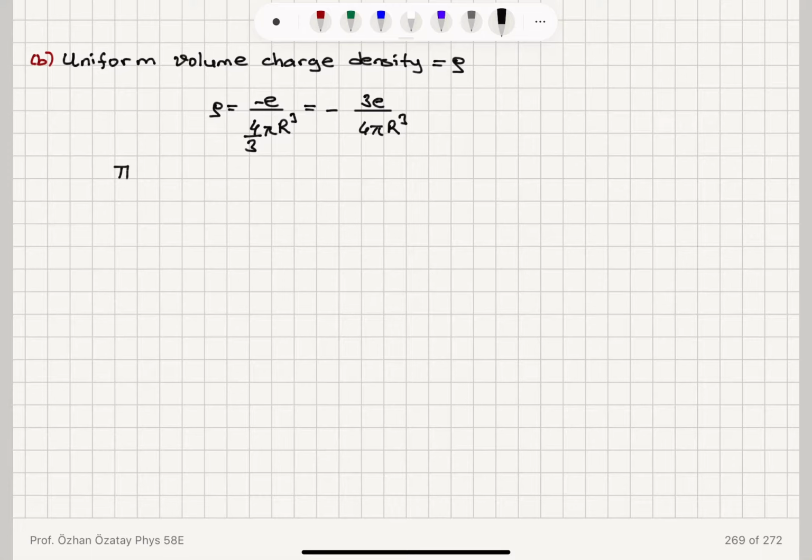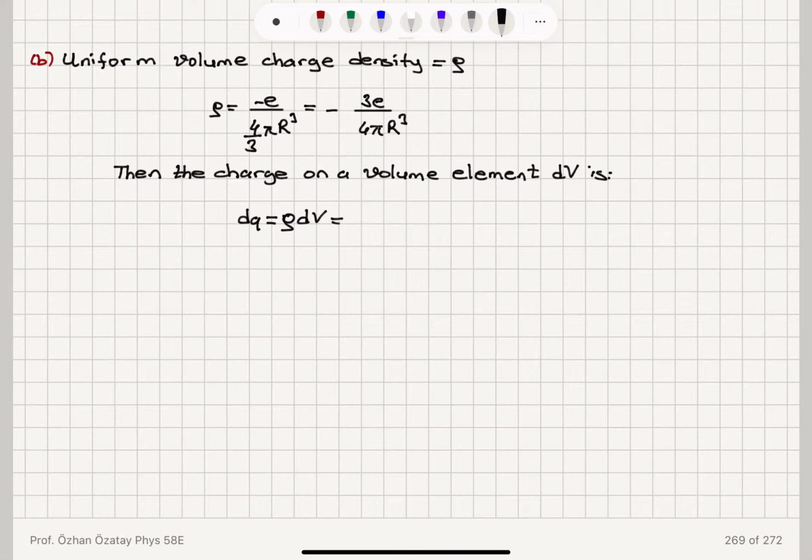So then the charge on a volume element dV is dq, infinitesimal charge, that is equal to rho times dV, the uniform volume charge density times the volume. And for the charge density, we have found minus 3e divided by 4 pi capital R cubed.